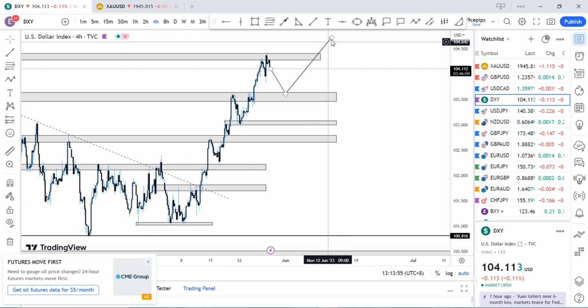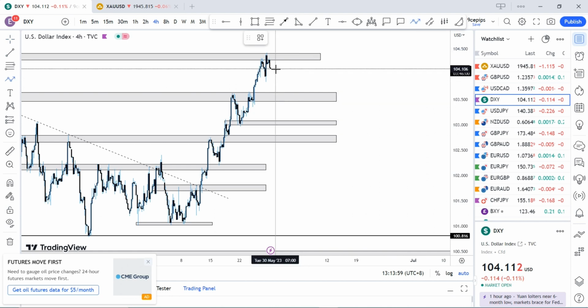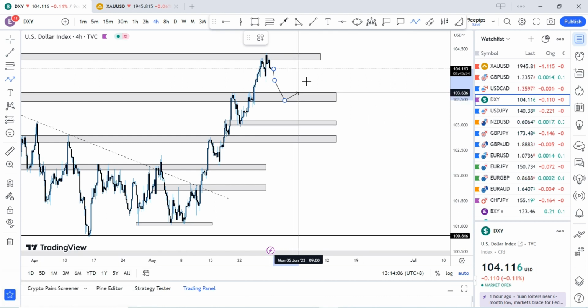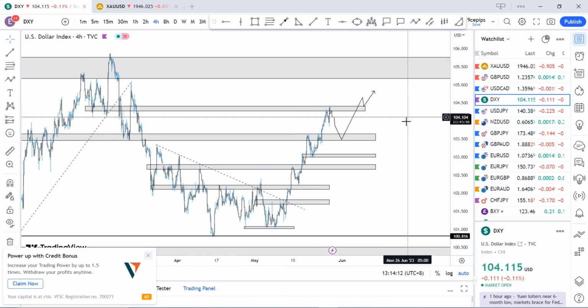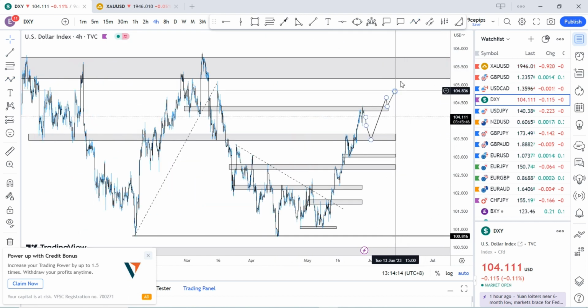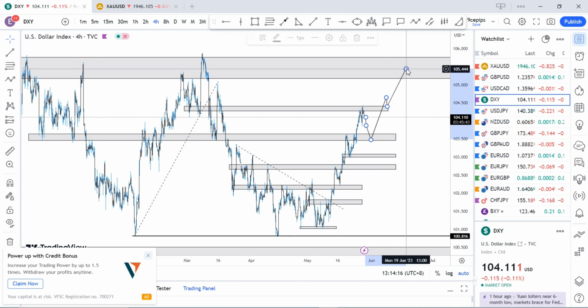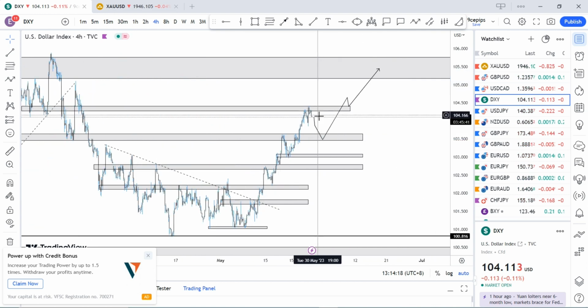All right, so basically, let's take this off. This is what I'm anticipating clearly: a little pullback to these regions here or these regions here. Lastly, there's a possibility of coming to this region, but I doubt it. Then we'll break above this region, so 104.50, retest of it, and then we'll continue to the upside. So that's exactly what I'm anticipating.